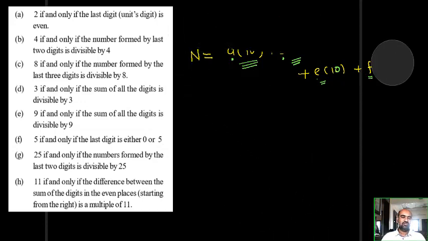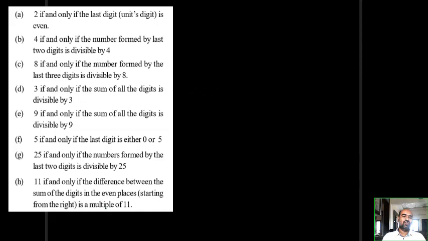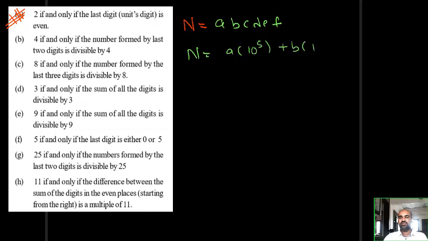Now I want to explain the divisibility rule of 4. Same, I take n as a 6 digit number, or you can take n as an n digit number; that is not a big problem for us. Just I am taking a 6 digit number n, which can be written as a into 10 power 5 plus b into 10 power 4 plus c into 10 power 3 plus d into 10 power 2 plus e into 10 plus f.